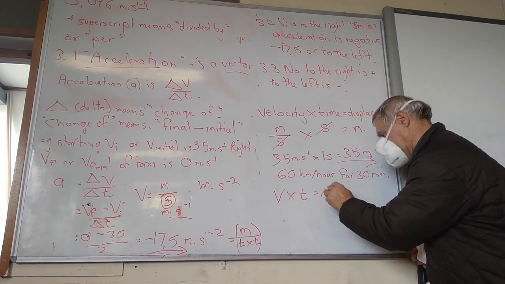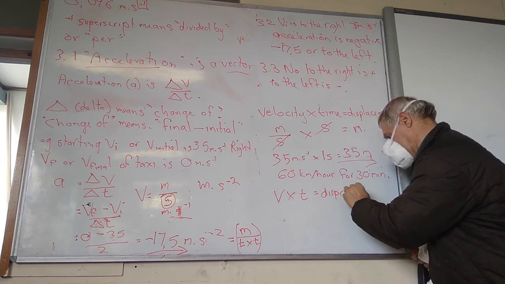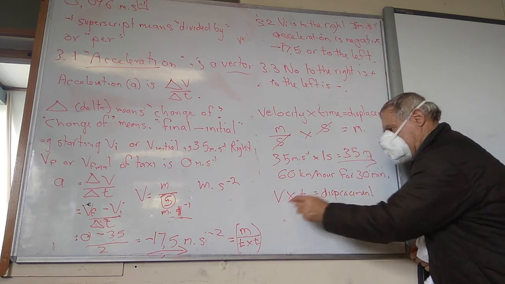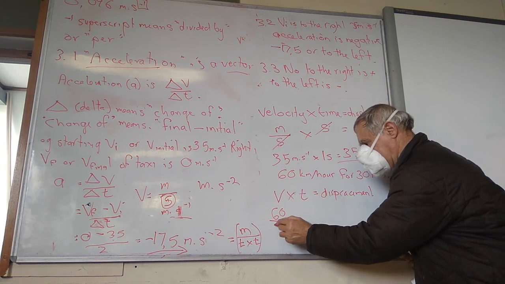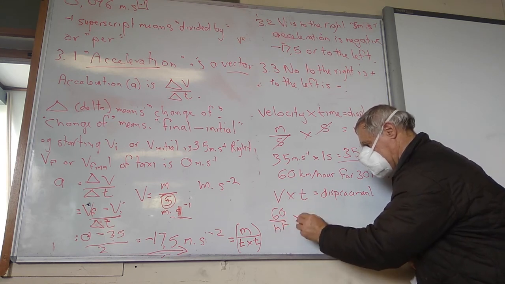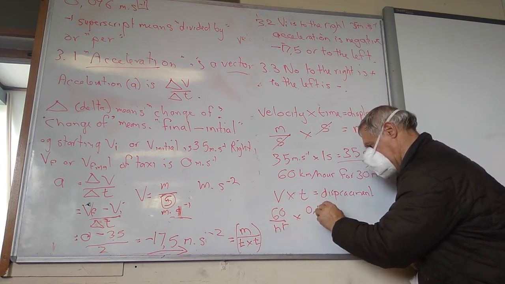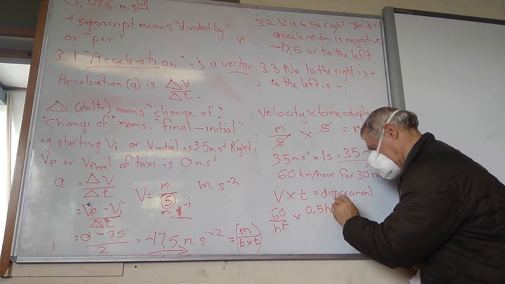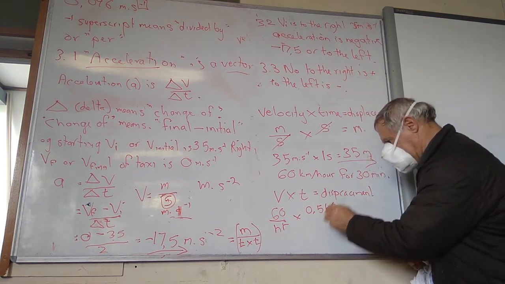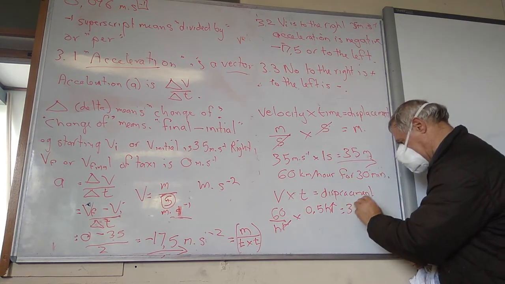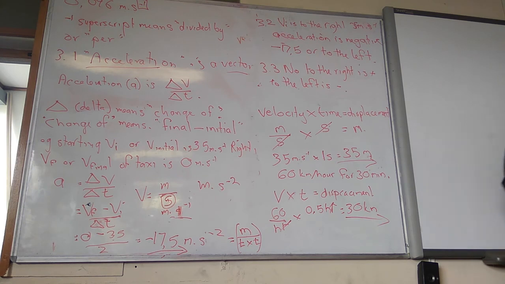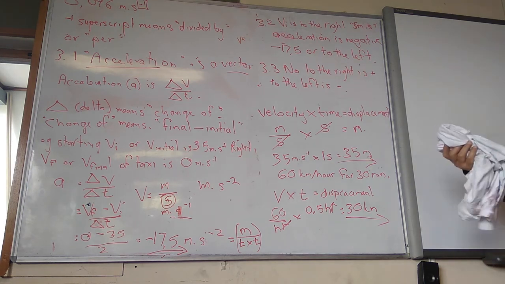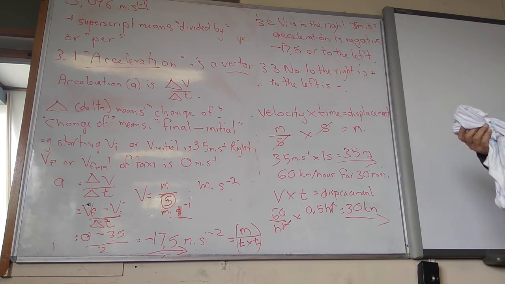And what is my velocity? 60 kilometers per hour times half an hour. And the hours are going to cancel out and I'm going to get 30 kilometers. Or think about it logically. If I'm going 60 kilometers per hour and I go for an hour, how far do I go? 60 kilometers. So if I go for half an hour, I go 30 kilometers, half the distance.